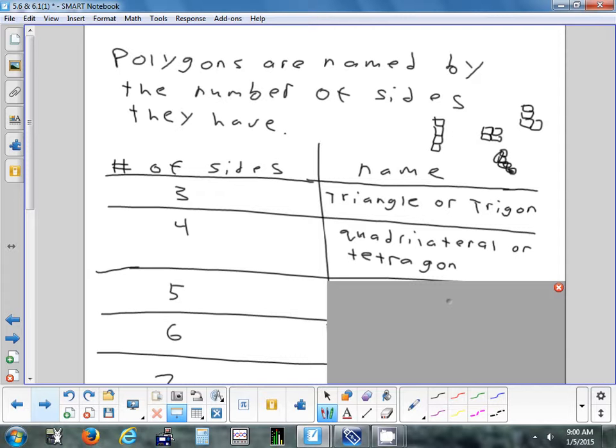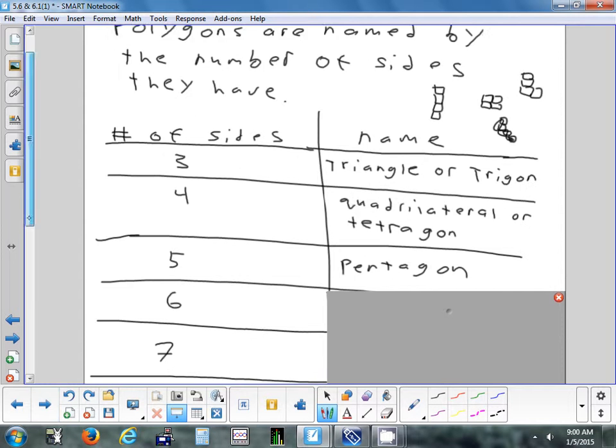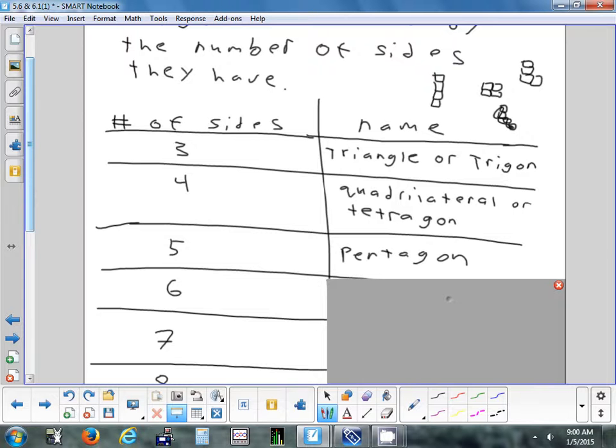So tetragon. For the rest of the shapes, we pretty much just have one name. We already said it for a five-sided shape. Pentagon. And those little tetra shapes are called tetrominoes, tetra meaning four blocks. How about six? Anybody know six? Yeah, it's a hexagon.